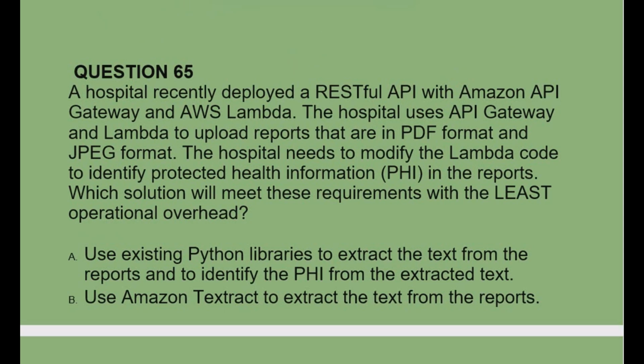Question is, a hospital recently deployed a RESTful API with Amazon API Gateway and AWS Lambda. The hospital uses API Gateway and Lambda to upload reports that are in PDF format and JPEG format. The hospital needs to modify the Lambda code to identify protected health information (PHI) in the reports. Which solution will meet these requirements with the least operational overhead?